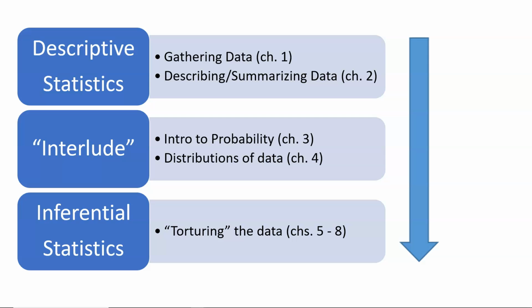Those two distributions were looked at in Chapter 4 because they're going to carry us. We're going to use those two as the foundation for everything we talk about in the unit that we are now going into, inferential statistics, which will be units 3 and 4 of the course, in which we now are going to use all of the machinery we've developed to learn how to answer questions from data. We call that torturing the data. And that will be chapters 5 through 8 from our textbook.